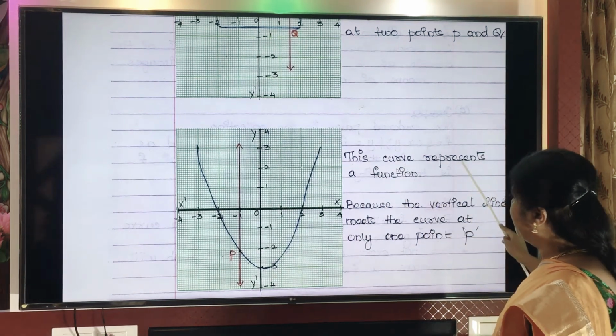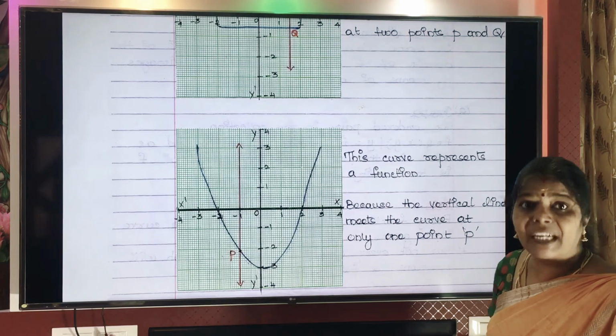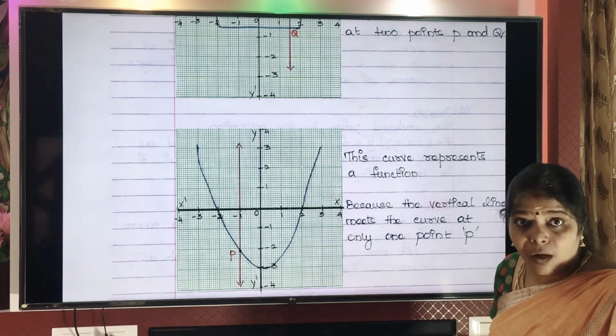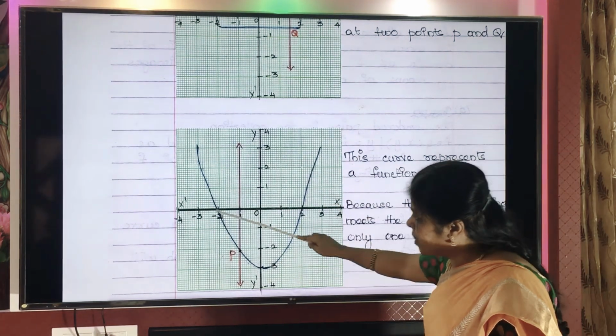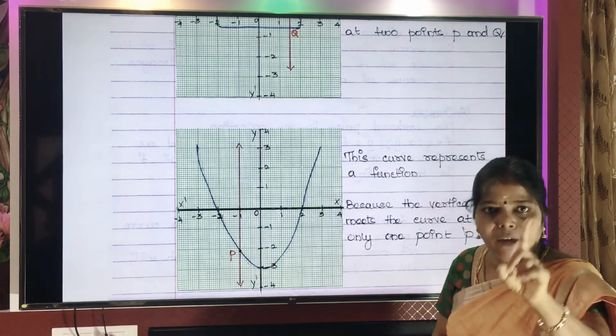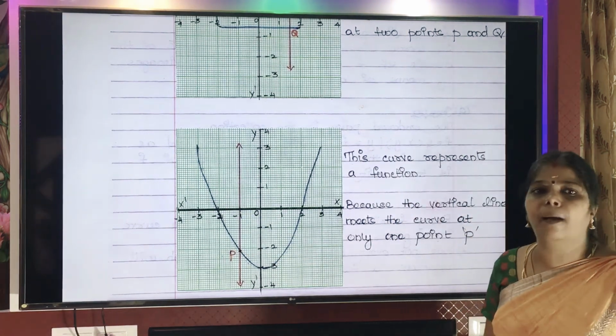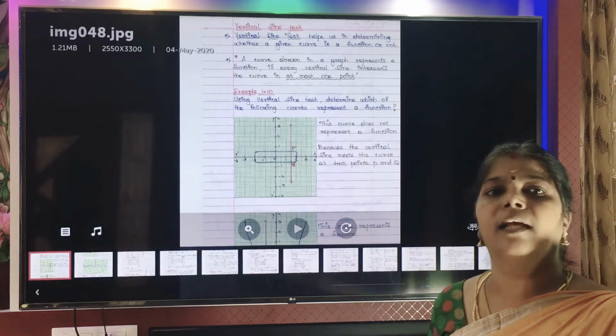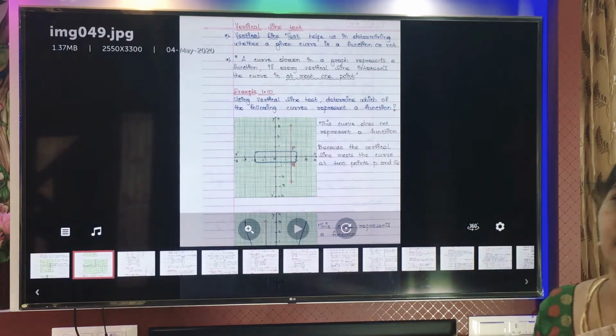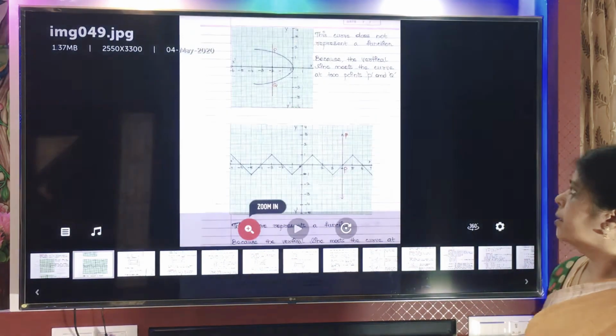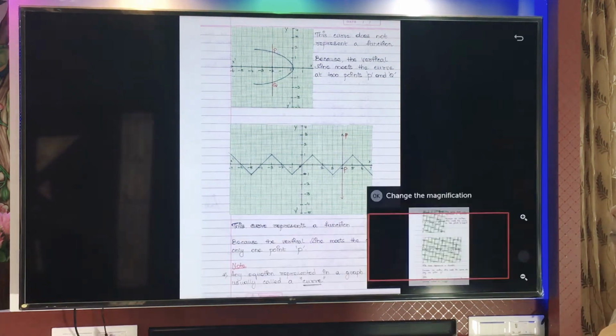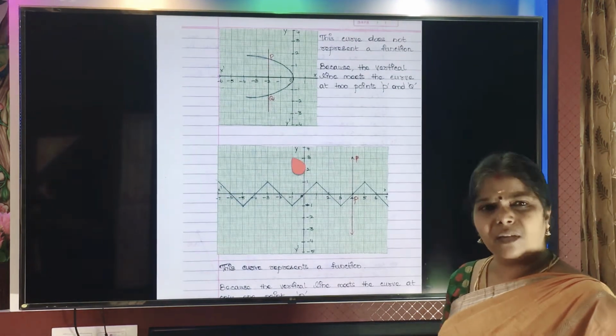This curve represents a function. It is a function. Why? Because the vertical line touches this curve at only 1 point. Because it touches at only one point, this becomes a function. Okay. Now let us see some more examples because this is very easy.